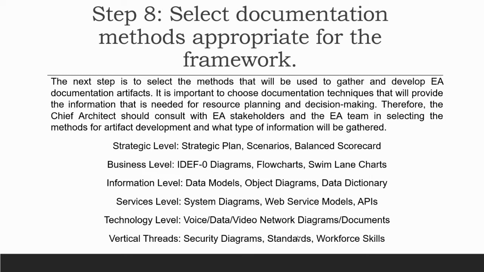For step 8, select documentation methods appropriate for the framework. This next step is to select the methods that will be used together to develop EA documentation or artifacts. The following are methods for modeling the six functional areas of the cube framework. In the example above, I gave five levels and three threads.